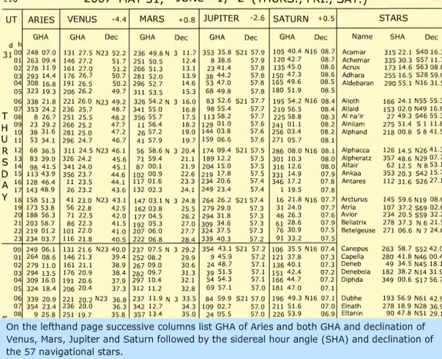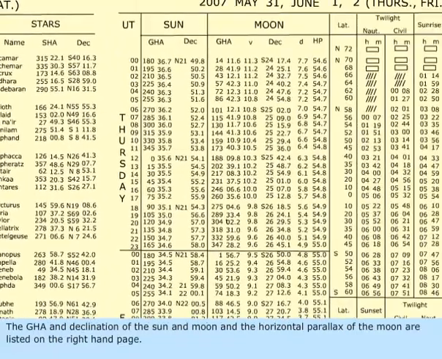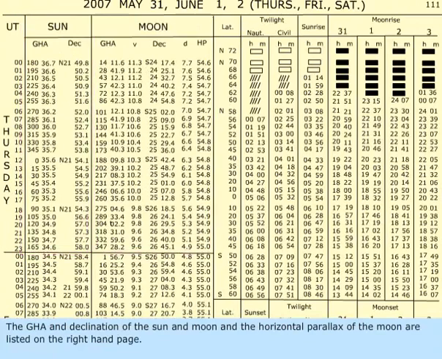On the left-hand page, successive columns list the GHA of Aries and both the GHA and declination of Venus, Mars, Jupiter, and Saturn, followed by the sidereal hour angle, SHA, and declination of the 57 navigational stars. The GHA and declination of the Sun and Moon and the horizontal parallax of the Moon are listed on the right-hand page.